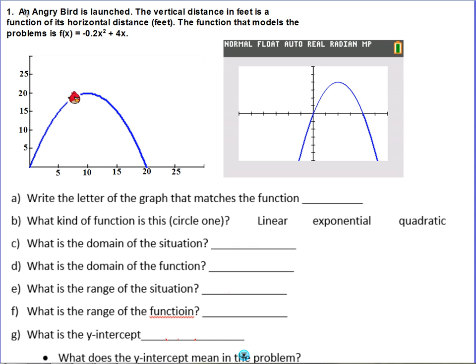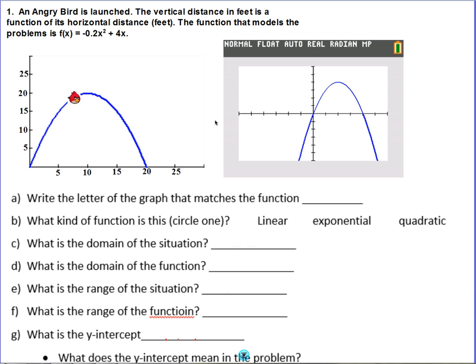So the first problem we're going to look at here is an angry bird being launched. The vertical distance in feet is a function of its horizontal distance in feet. The function that models this problem is f of x equals negative 0.2x squared plus 4x.